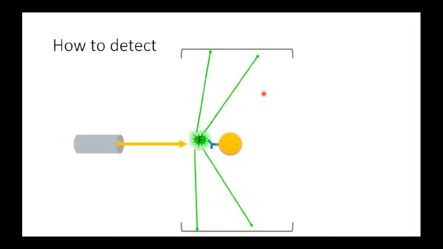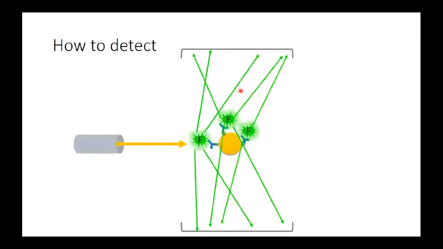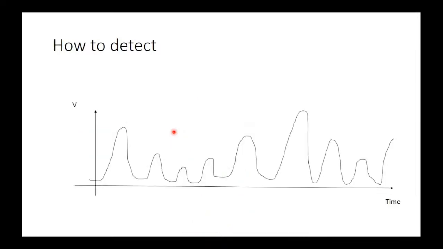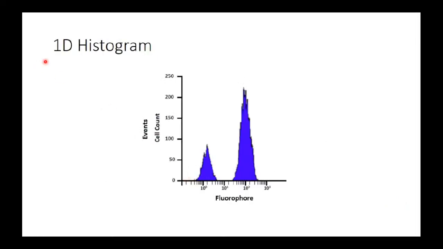Now, of course, when the cell is expressing more protein, there will be more fluorescence coming out of this cell. At the end, I will get data similar to this. When the cell is expressing the protein, I will get a high peak, and when the cell is not expressing the protein, I will get a small peak. And then the computer will give me something called the one-dimensional histogram, which is something similar to this.